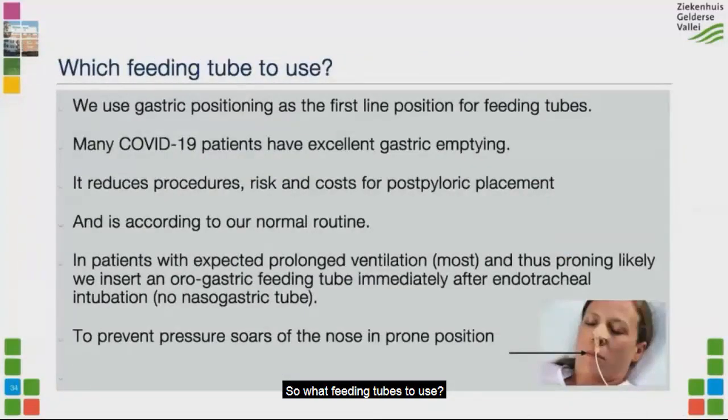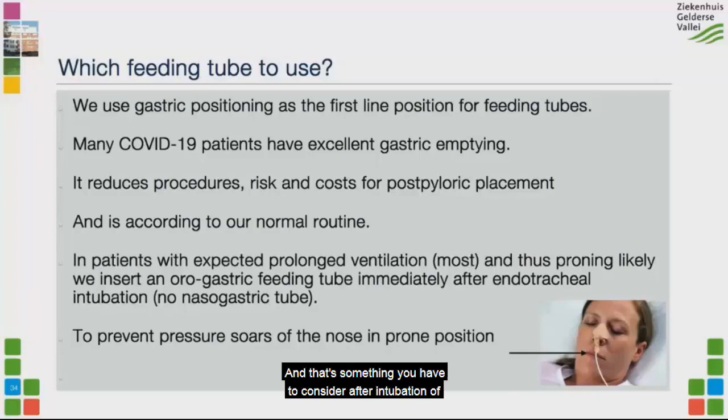So what feeding tubes to use? We use gastric positioning as a first-line position for feeding tubes, and many COVID-19 patients have excellent gastric emptying, so there's no need to always put the feeding tube in the post-pyloric or jejunal position. So this is also according to our normal routine, start with the stomach. But in patients with an expected prolonged ventilation duration and in patients who need proning, we insert oral gastric feeding tubes to prevent nasal pressure sores or decubital ulcers.